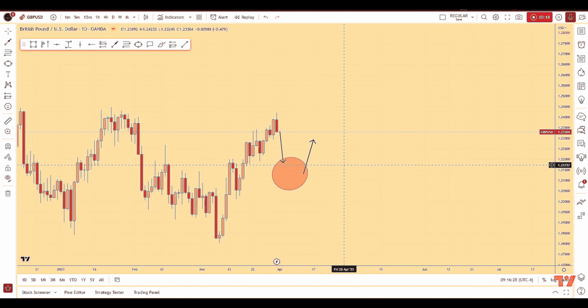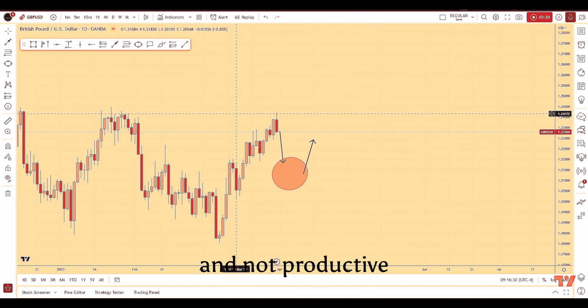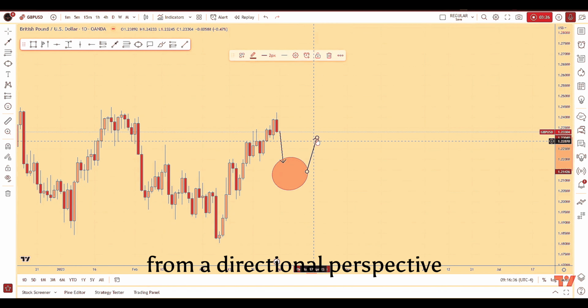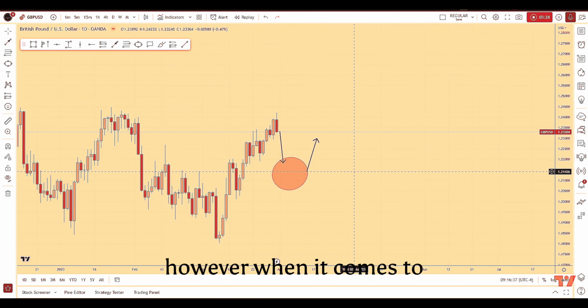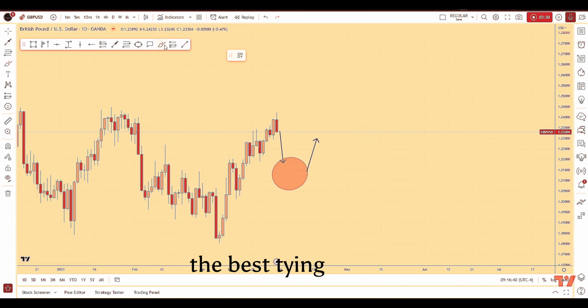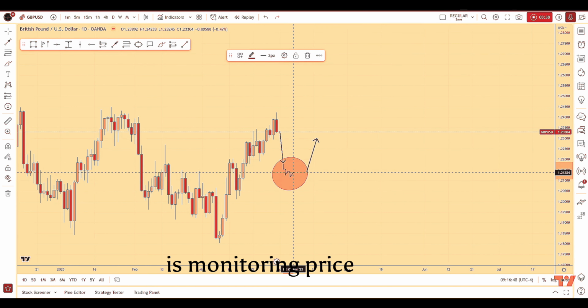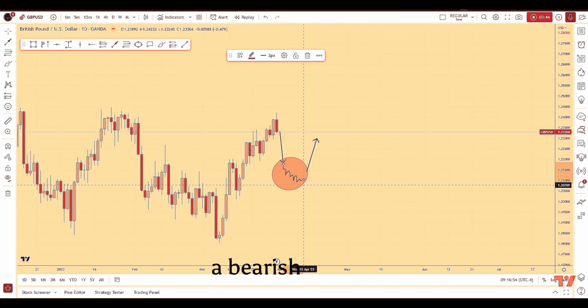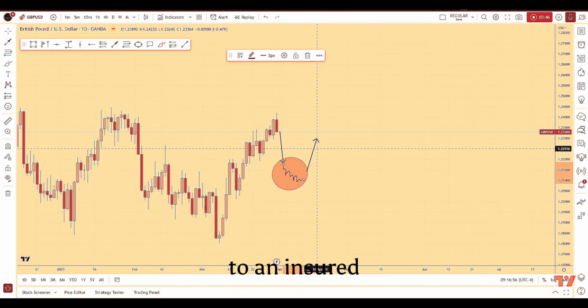Now, as usual, trading is reactive and not predictive. The monthly, weekly, and daily, those are the best time frames from a directional perspective. However, when it comes to confirmations and entries, the best time frames are the intraday time frames, so 4 hour and lower. Therefore, what we could be doing, potentially also with students, is monitoring price action from an intraday perspective during this move to the downside, waiting for the market to shift from an intraday bearish market as we would have to an intraday bullish market.